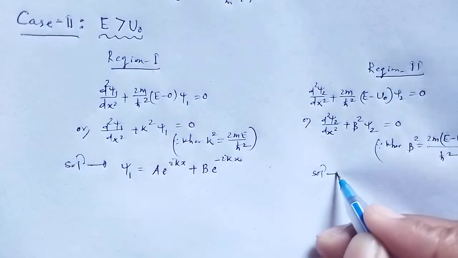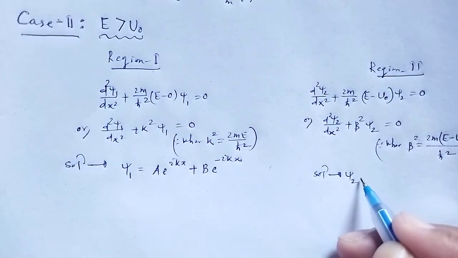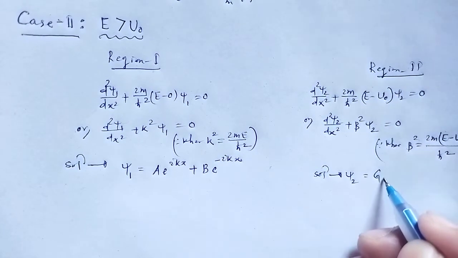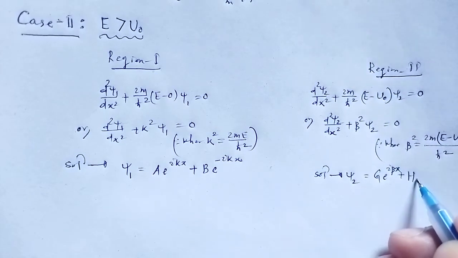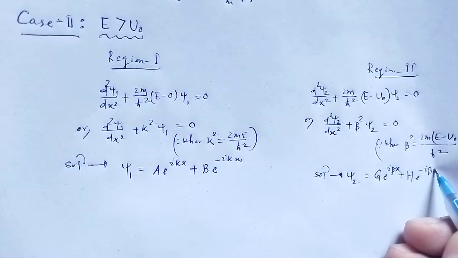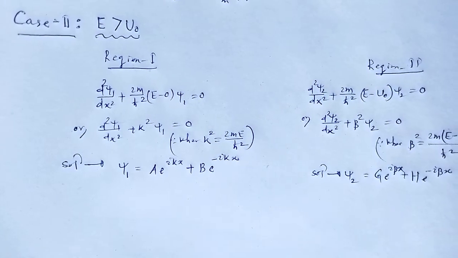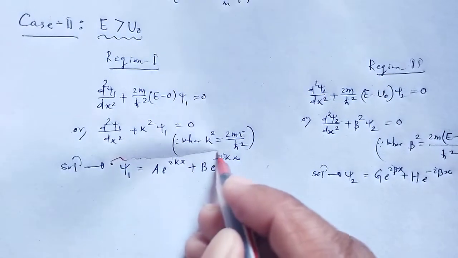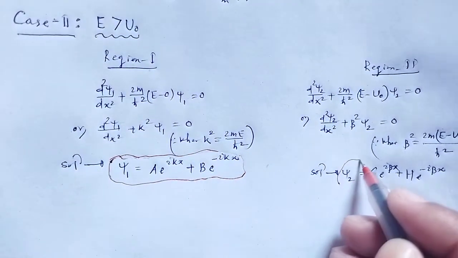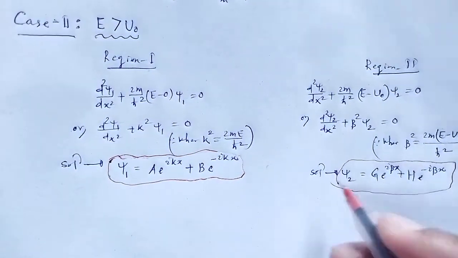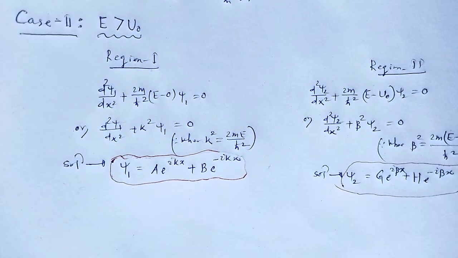Therefore, the solution psi 2 is equal to G e to the power i beta x plus H e to the power minus i beta x. That is the solution for region 1, that is the solution for region 2.